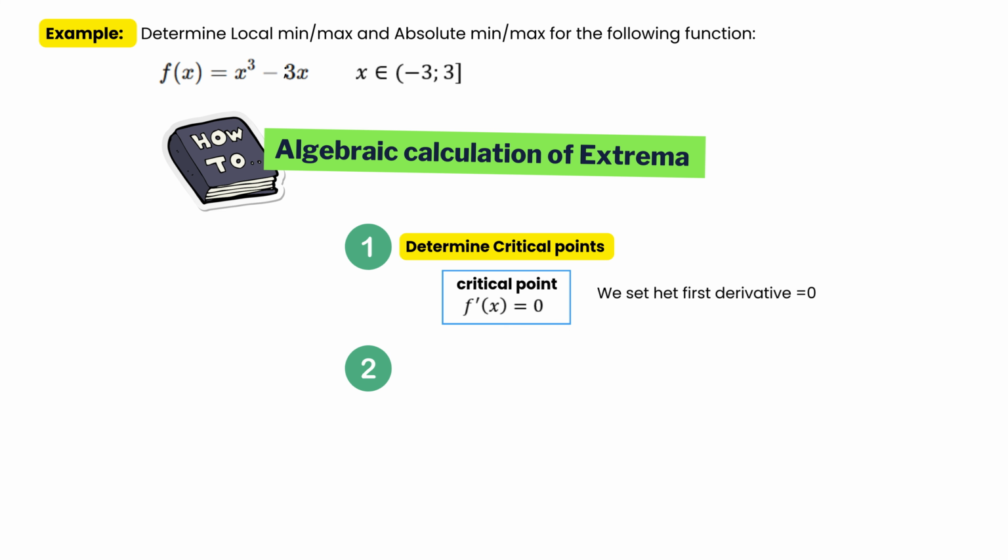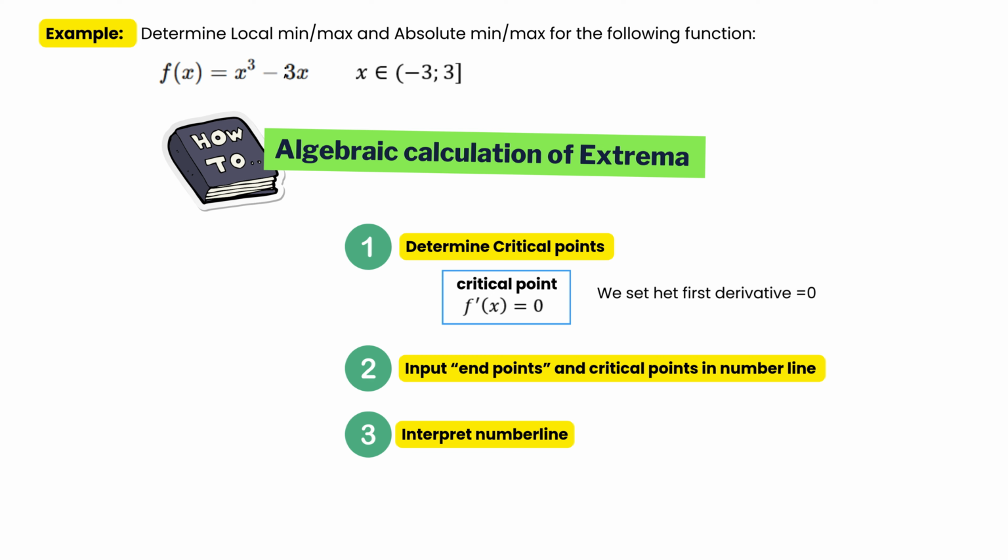Next, use a number line. Place the critical points on the line as well as the endpoints of the interval. Finally, interpret the number line to decide where the function has relative minima, relative maxima, and which point, if any, is the absolute minimum or absolute maximum. Let's do the example together, and these steps will make perfect sense.